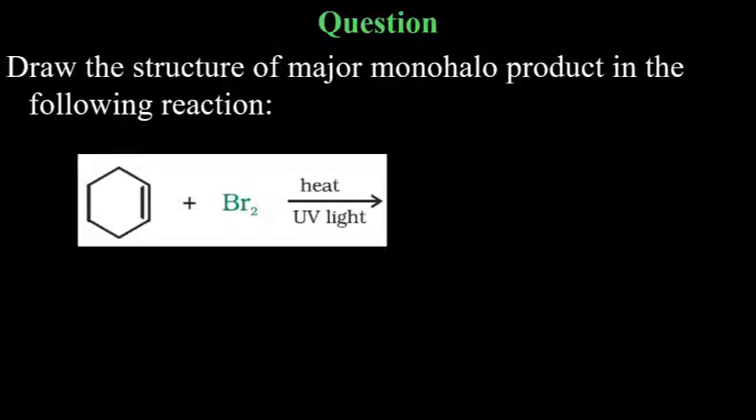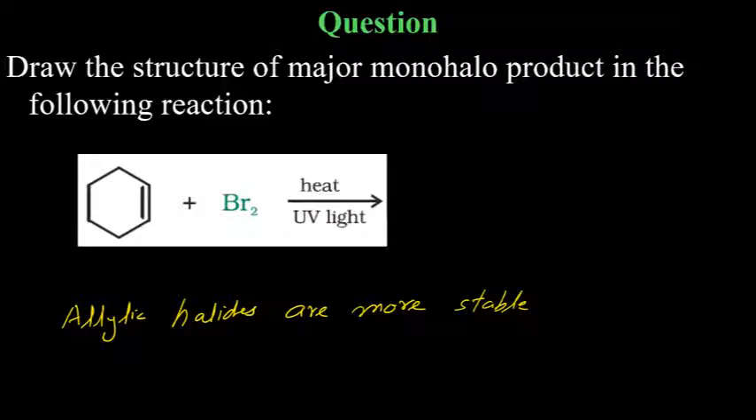Okay. We talked about allylic compounds, vinylic compounds. Allylic halides are more stable, and this is something you need to remember. I'll tell you why. The reason is resonance. There is partial resonance in allylic compounds. So here, obviously, it is an allylic halide, so I have written allylic halide.